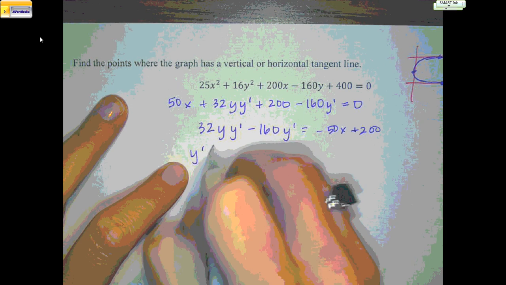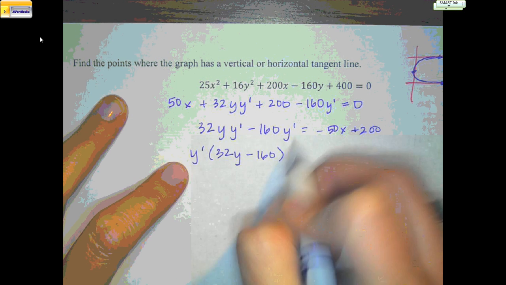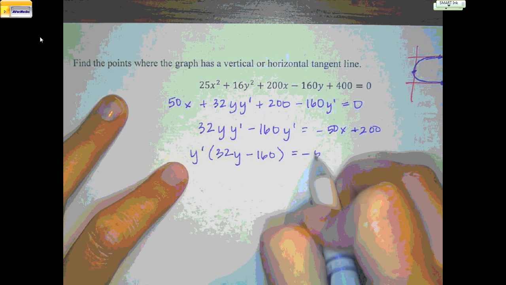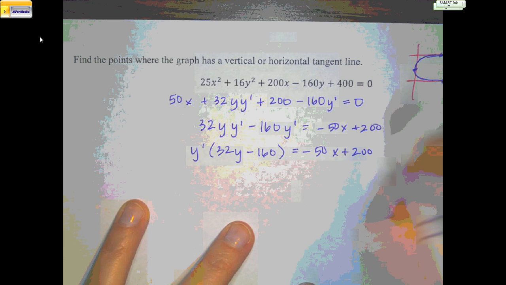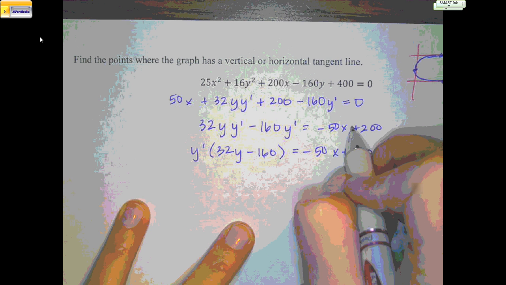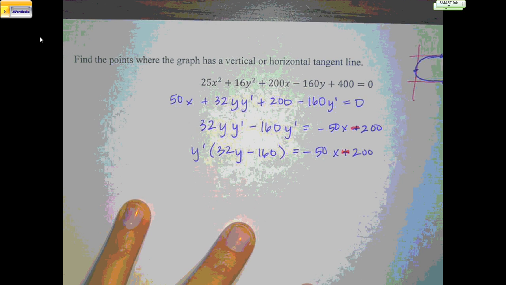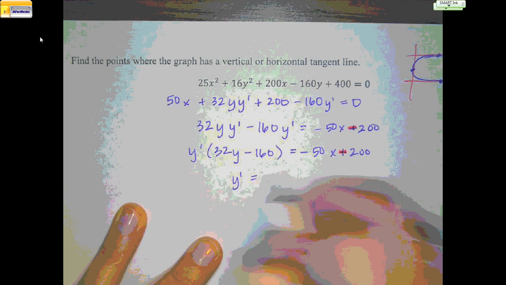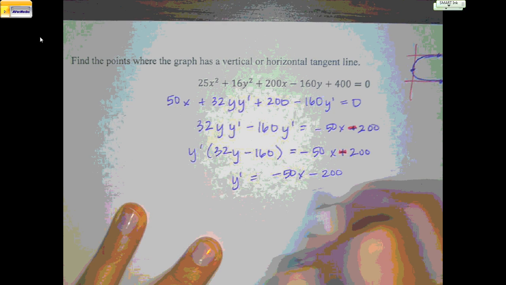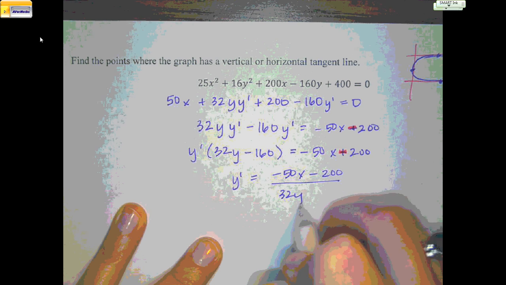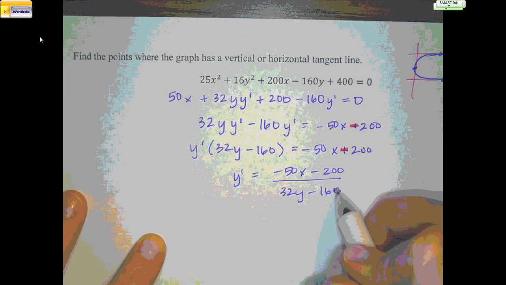Factor out y prime just like we did yesterday. Did I do something wrong? It's minus 200. Thank you. Good catch. Sorry. And we divide both sides by that binomial. I'm going to write my minus sign correctly this time. Sorry. Good catch. That's a 0.